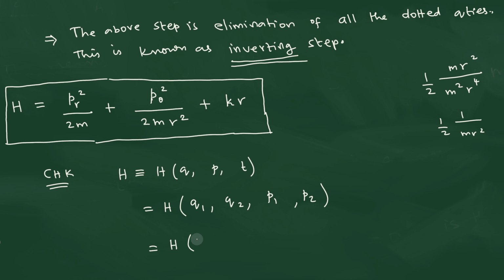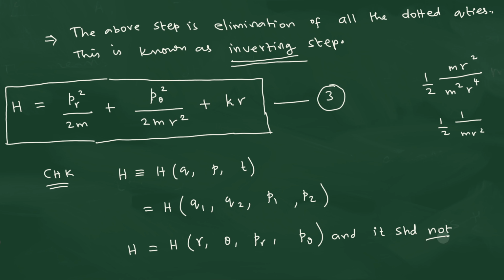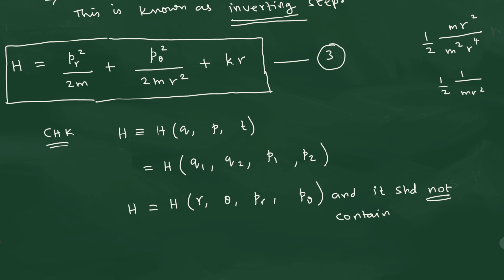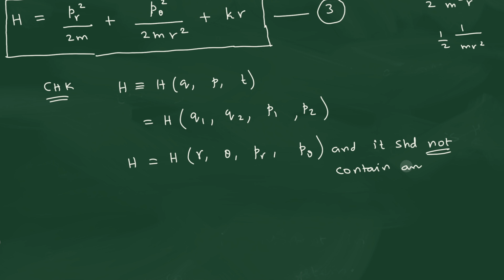What is q1? q1 is r, q2 is theta. p1 is p_r, p2 is p_theta. So what you are going to check is that whatever equation you obtained here should be a function of r, theta, p_r, p_theta, and nothing else. And this is very important: it should not contain any dotted variable.